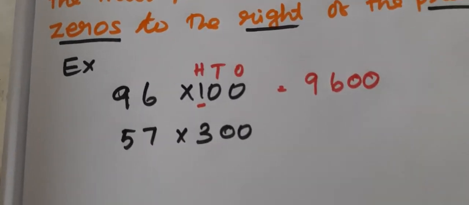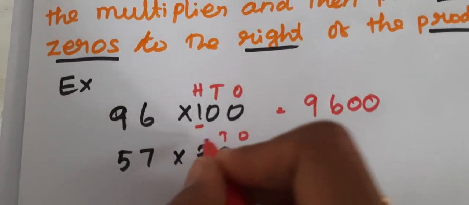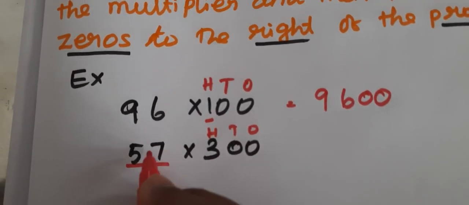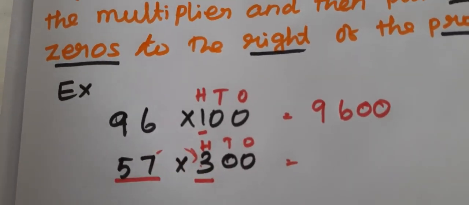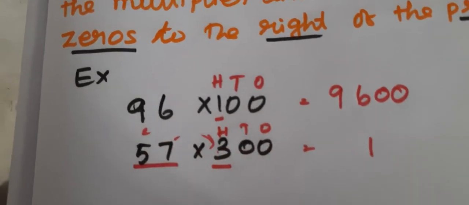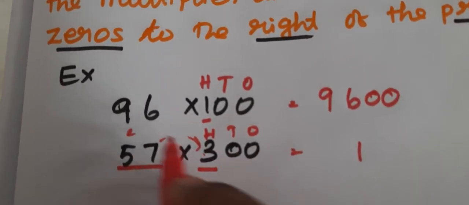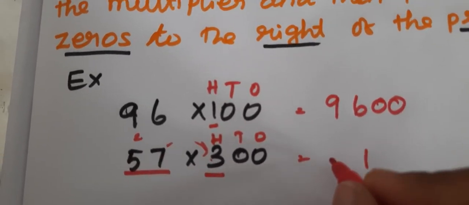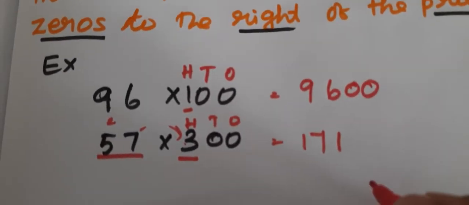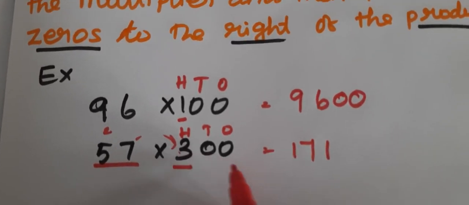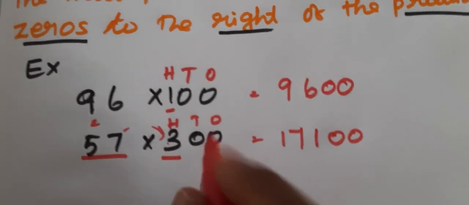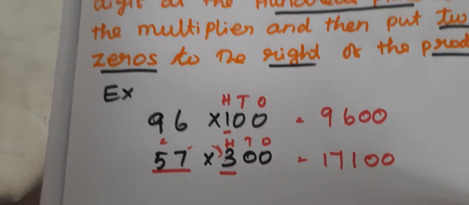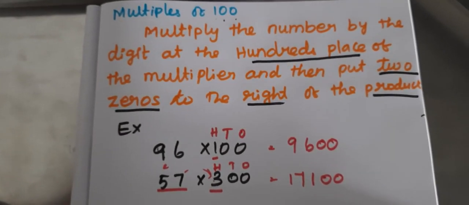57 into 300. First you should write the places. This number we have to multiply by the 100 place of the multiplier. So see here, first 7 into 3 is 21, 1 and 2 is a carryover. 5 into 3 is 15, 15 plus 2 is 17. Yes, 17. So how many zeros? 2 zeros. So you have to add 2 zeros at the right of the product. So this is the product for the two questions. Any doubts in this? Shall we move to the next, multiples of 1000?